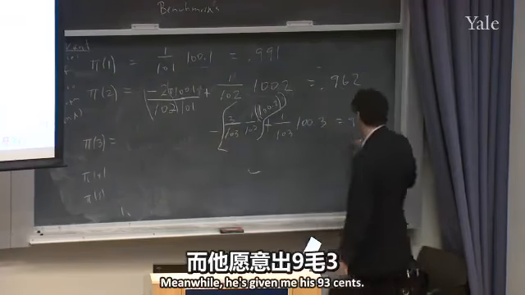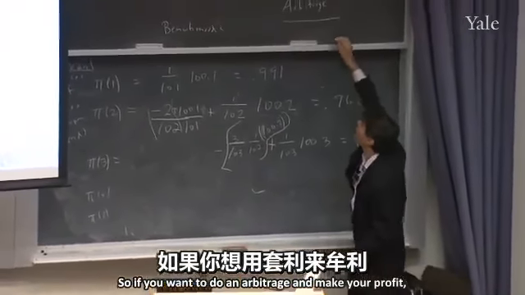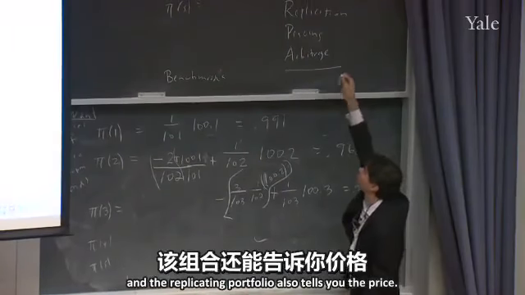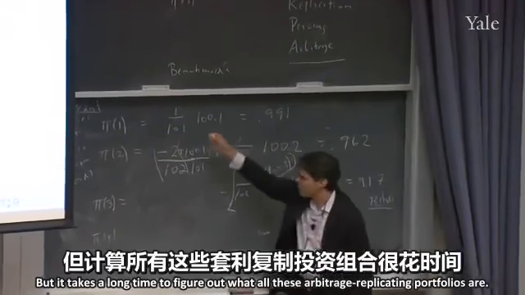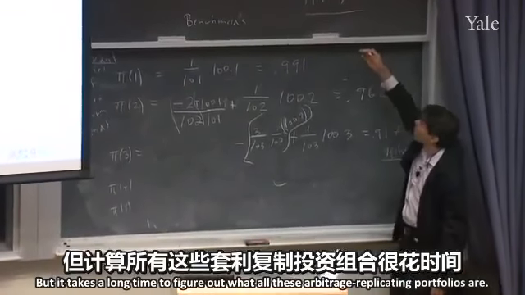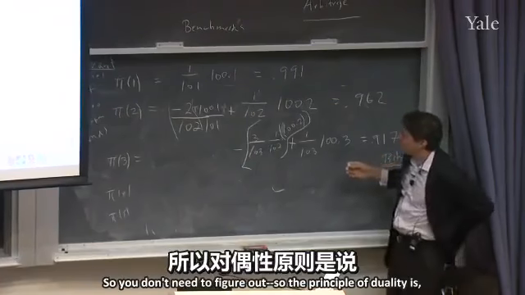Meanwhile, he's given me his 93 cents. So if you want to do an arbitrage and make your profit, you have to figure out what the replicating portfolio is. And the replicating portfolio also tells you the price. But it takes a long time to figure out what all these arbitrage replicating portfolios are. And maybe nobody's coming to you and offering a stupid deal like that.